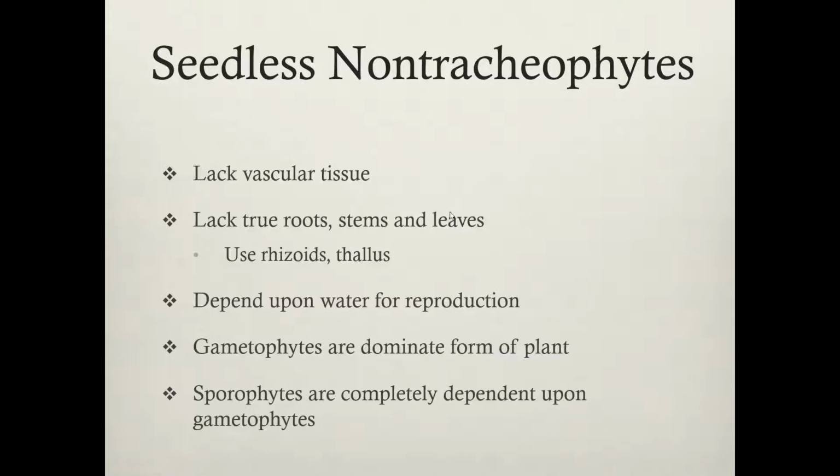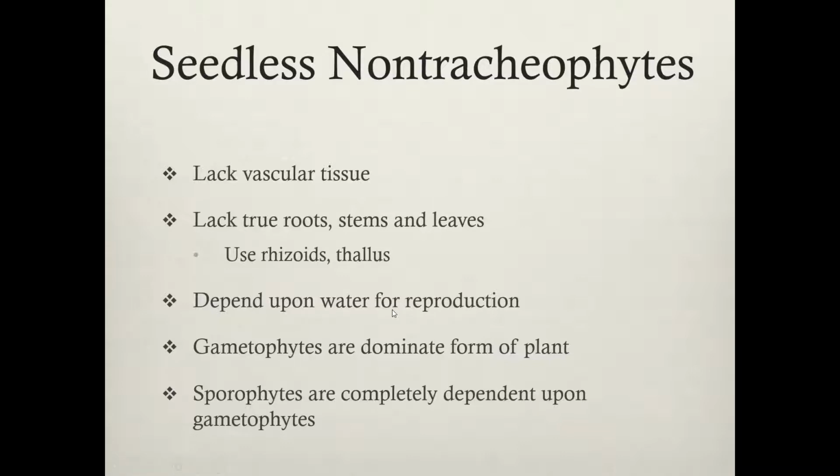So because of that, we have different names for them. So in nontracheophytes, instead of roots, we consider them rhizoids. A rhizoid is a root-like structure that only has one tissue. And instead of leaves, we have something called a thallus, which again is like a leaf, but it's only made up of one tissue.